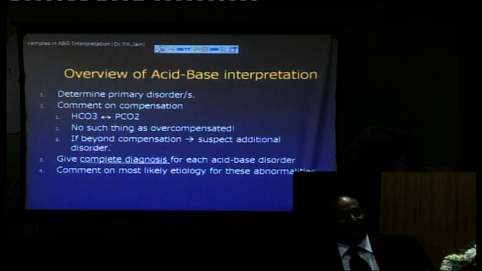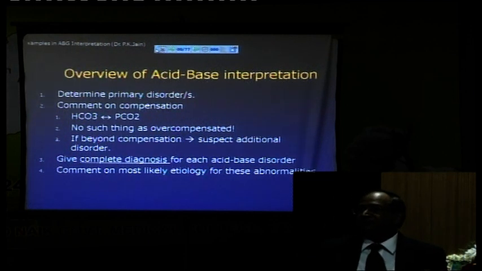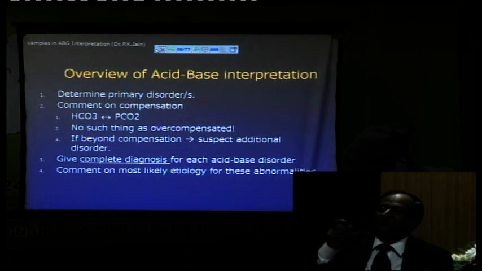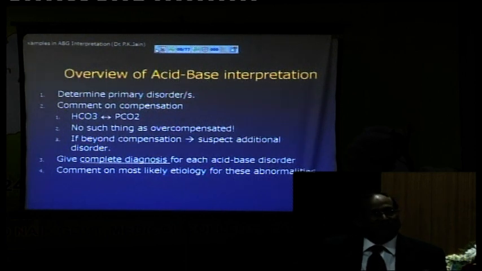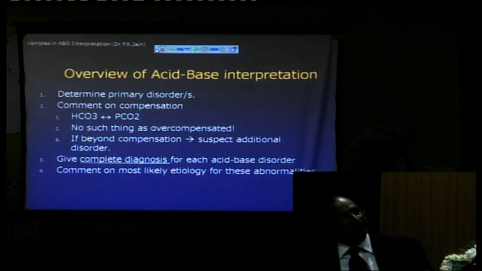And always give a complete diagnosis. If I say Rajesh is unwell, you may say Rajesh Sharma, Rajesh Gupta, Rajesh Walia, you will not know. So complete means first name and last name. Same way in metabolic and respiratory acid-base disorders, I will show you what a complete diagnosis is, and then finally talk on the etiology. What is the cause? What is the clinical implication of that?